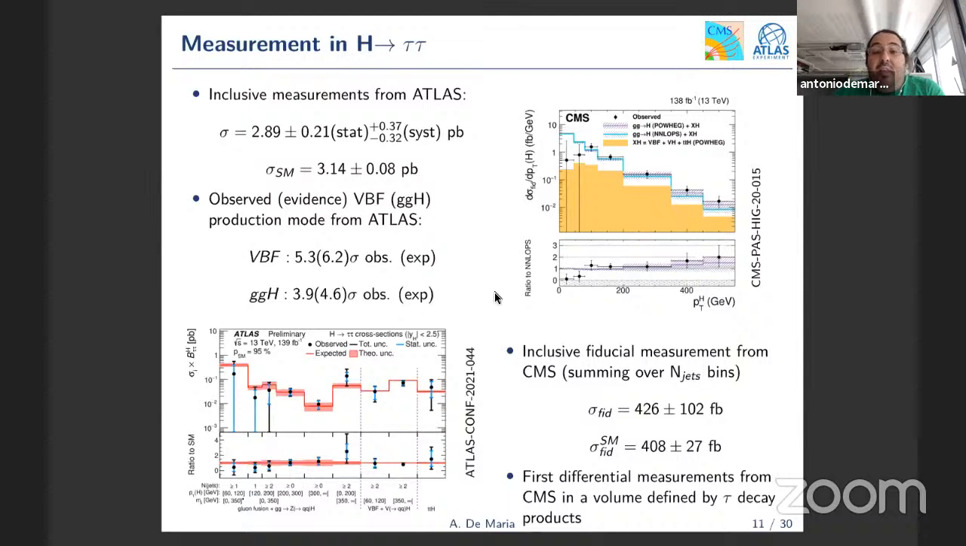On the other side, CMS has also performed an inclusive fiducial measurement, slightly different from what ATLAS is doing. The results reported here are summed over the different N-jet bins, and you can see, in this case too, quite good agreement with the Standard Model. And also from CMS, we have the first results for the differential measurement.